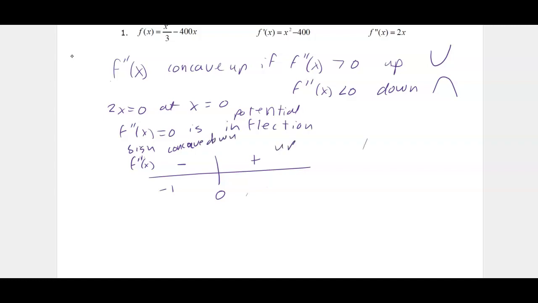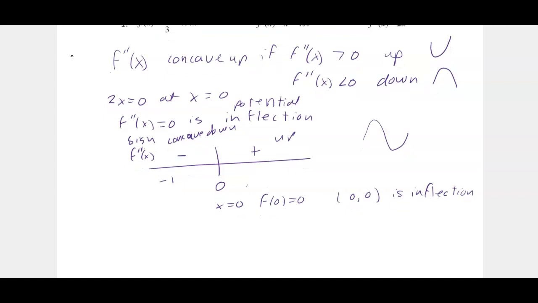So I'd expect to have something like this going on. Concave down first, concave up second. And we're getting pretty close to the figure, and I do have an inflection point, by the way. So x equals 0 and f of 0 equals 0. The point (0, 0) on the function is an inflection point. So we're getting pretty close to being able to sketch this graph now.